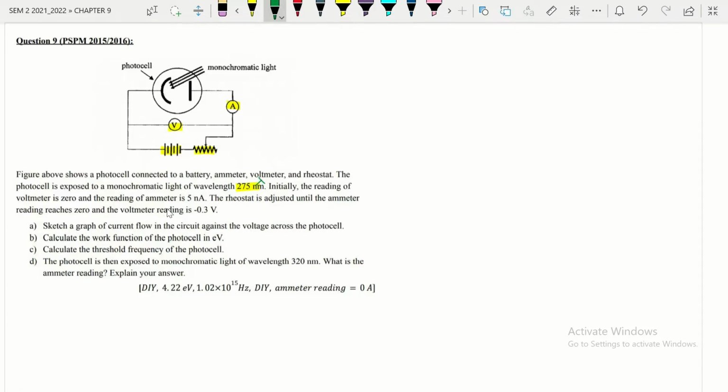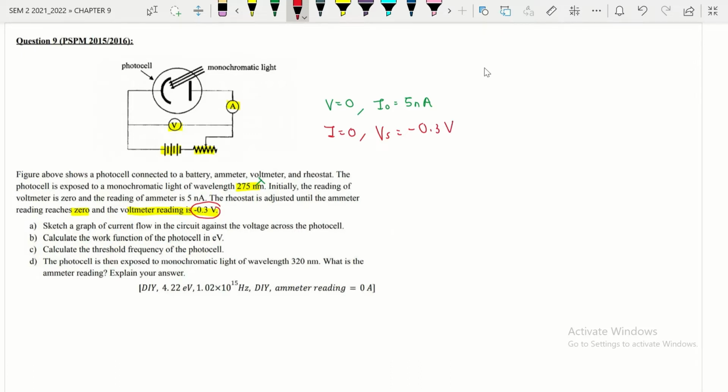Initially, the reading of the voltmeter is 0. So current flows; we know that when current flows, it will flow with I0, which is 5 nanoampere. Then the rheostat is adjusted until the ammeter reading reaches 0 and the voltmeter reading is 0.3 volt. So when your current is 0, your voltmeter reading is negative 0.3 volt, meaning this is your stopping potential. Your stopping potential is negative 0.3 volt.